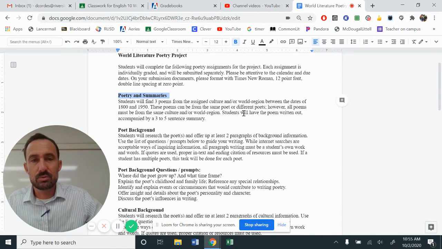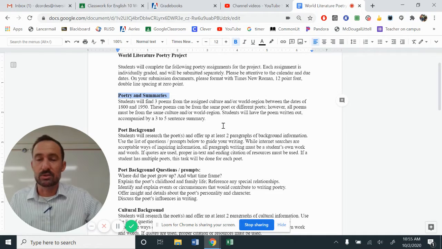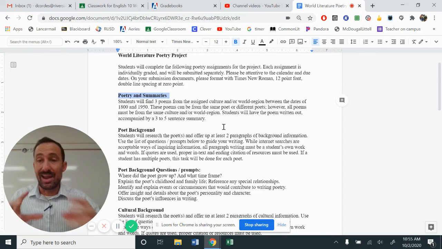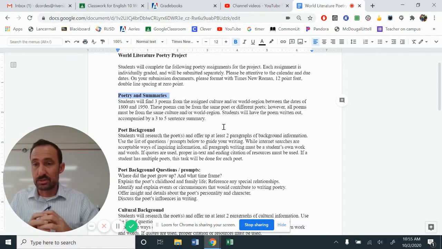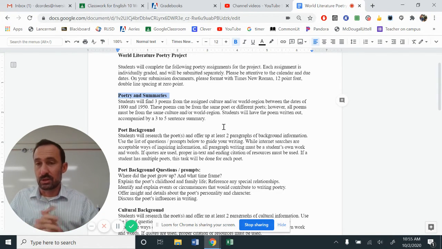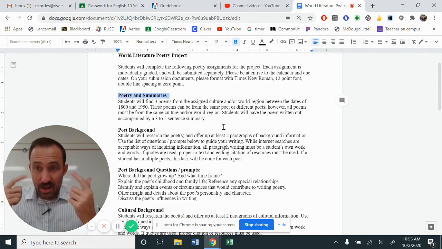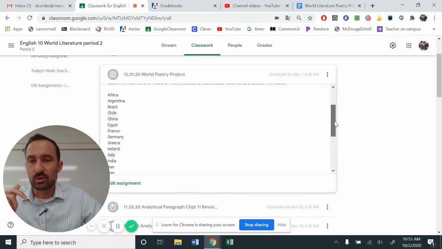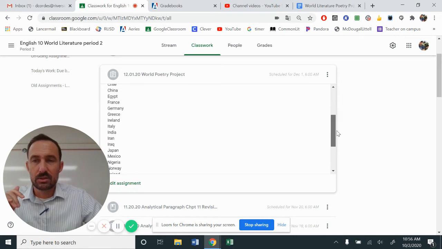So here it says students will have the poem written out, accompanied by your summary. It also says all poems must be from the same country and or world region. So you don't want one from Italy and then one from France. If the poet travels, that's understandable, but the poet is still in that one region. So if you're finding, let's say, an African poet, he or she is in Africa, we're using those African texts, those African poems. So everything is the same. Think in your mind, you could probably start processing this now, based on this list that's in the Google Classroom: where do I actually want to study?